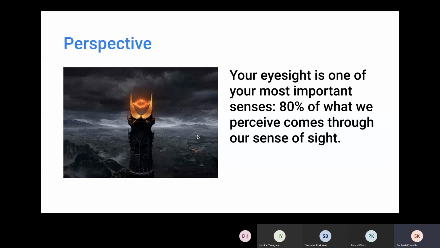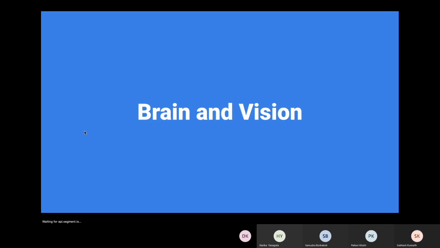And say the visual system, or the visual information processing, or eyesight, is one of the most important senses, because around 80% of what we perceive comes through our eyes, or the visual sense. So if you are blind, then you are losing a lot of real world experience. And let's see how the human visual system is.